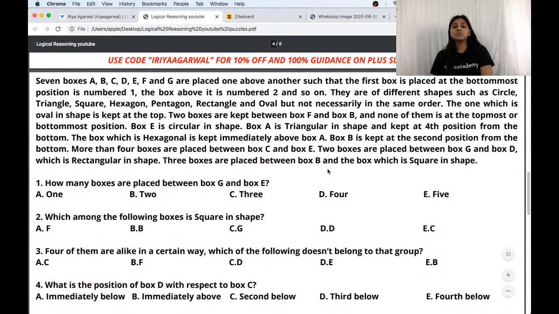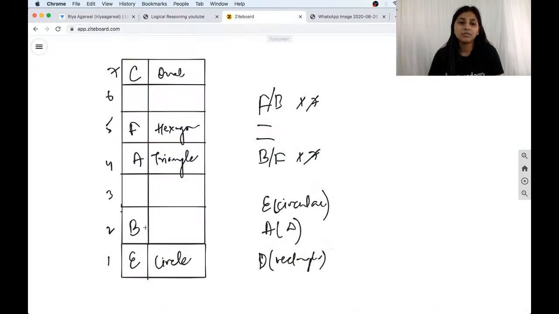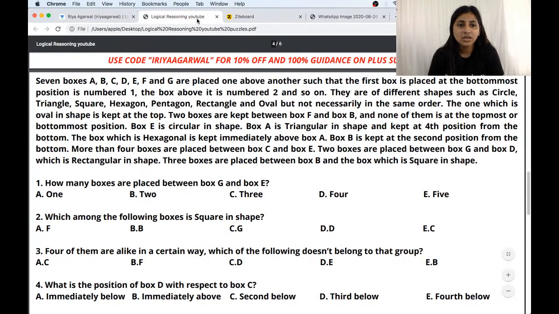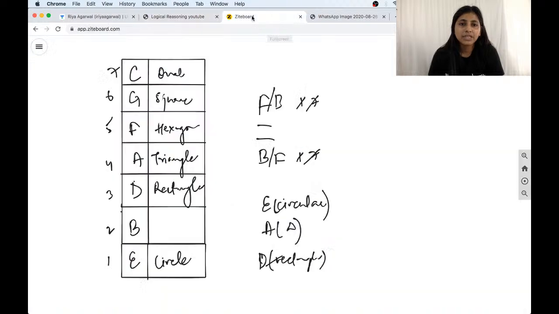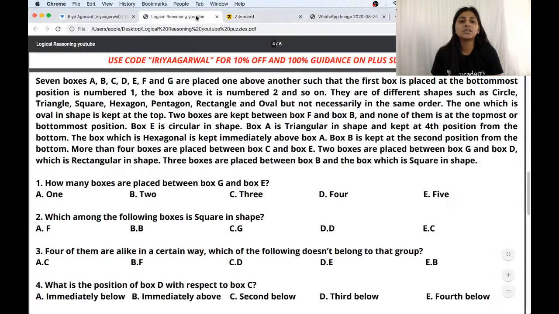3 boxes are placed between box B and the box which is square in shape. B is here. 1, 2, 3. So square idhar hai. Square is here. We can clearly say that D rectangle has to be here now. That's it. Done. D rectangle. So square is G. And B is what? Which is the figure that is left? Pentagon. Done. Now we can answer all the questions.